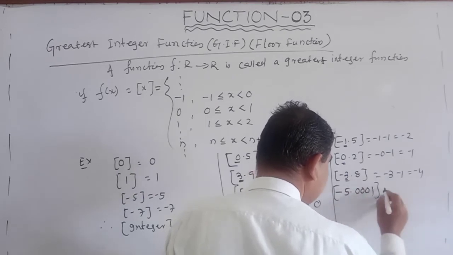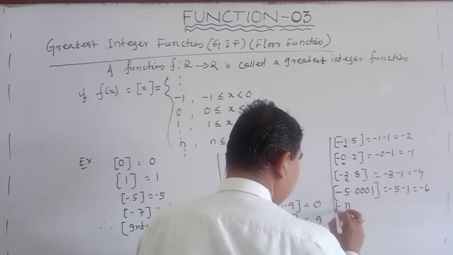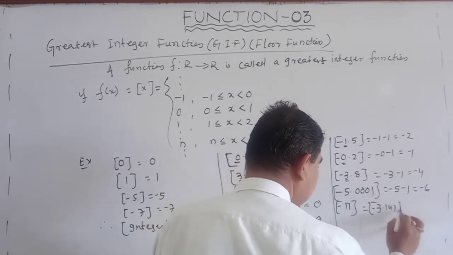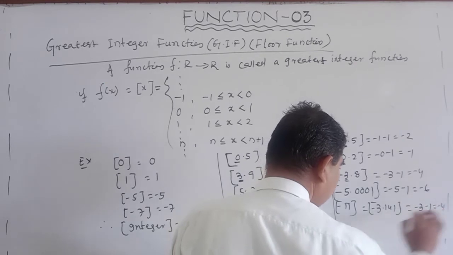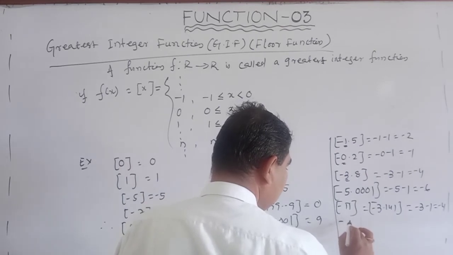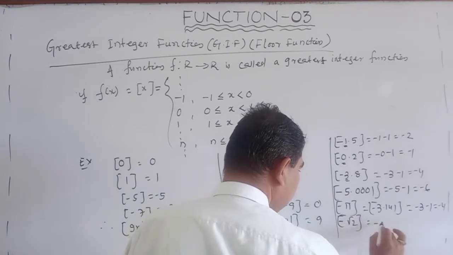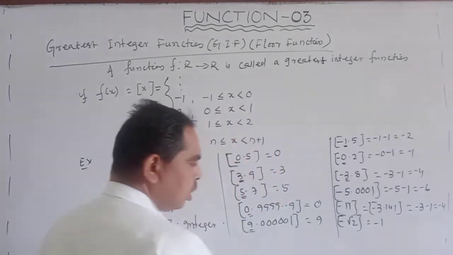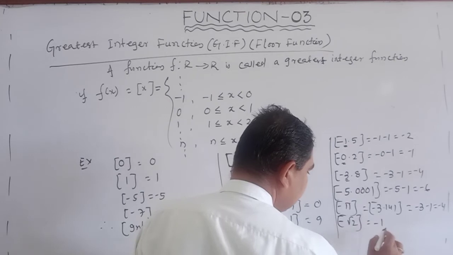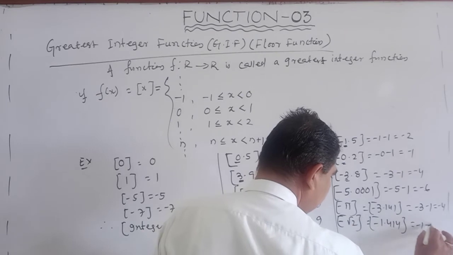Square bracket of -5.0001, so -5 -1 is equal to -6. Square bracket of -pi, means -3.141, square bracket is equal to -3 -1, which is -4. Okay. Square bracket of -√2, where the root value is -1.414, so square bracket gives -1 -1, which is -2.